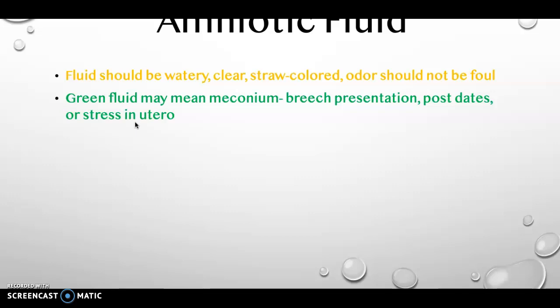With green fluid, this is the passing of meconium, or the baby's first stool. It's this tarry-like substance full of dead red blood cells, and that's where you get the green from. And it's caused by a breech presentation, being past that 40-week term pregnancy, and then any kind of stress in utero will cause the baby to poop in utero. And the baby will come out green. You'll see them, they have this green tint to them, and they usually are very foul smelling when they come out and there's been meconium passing.